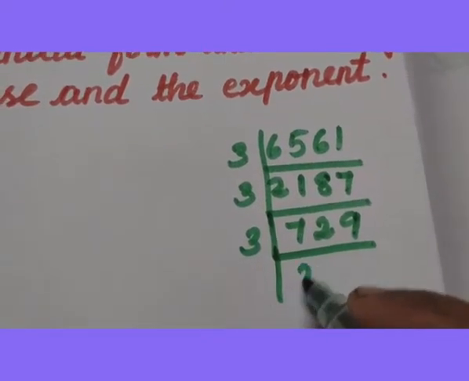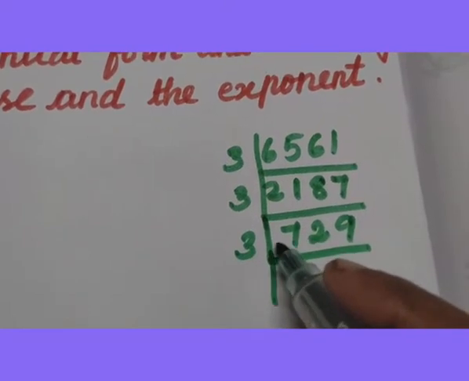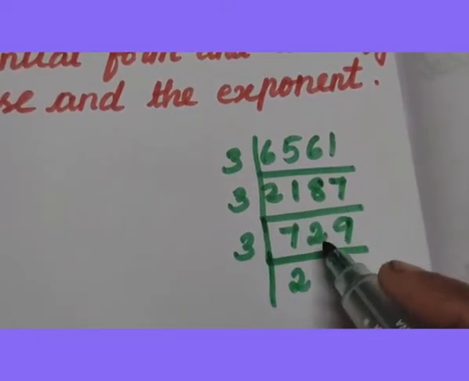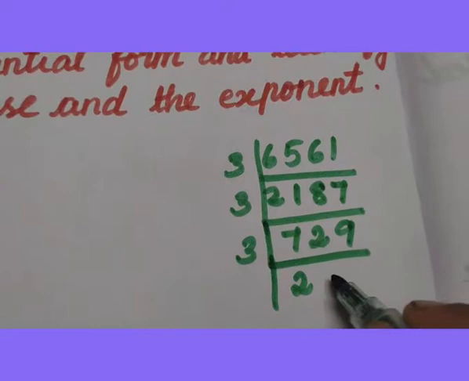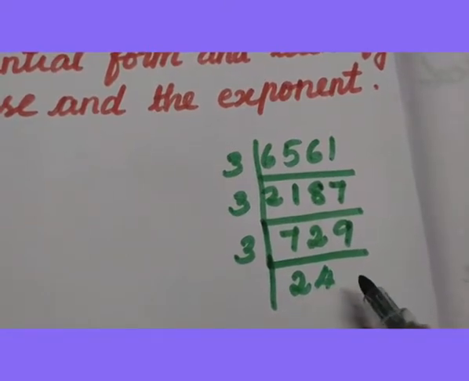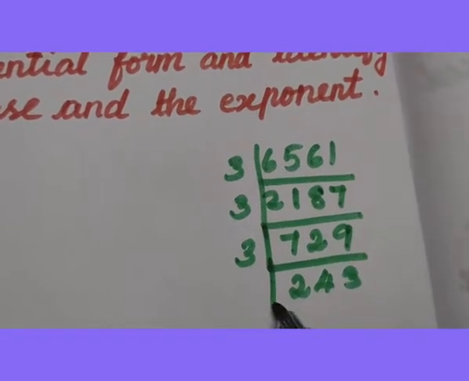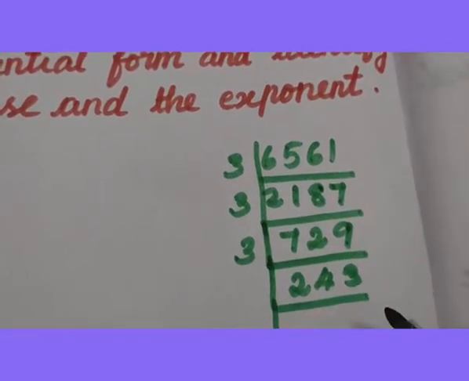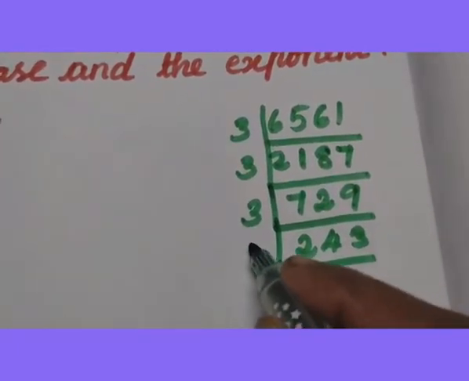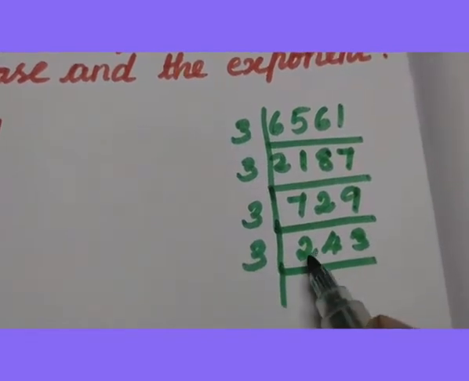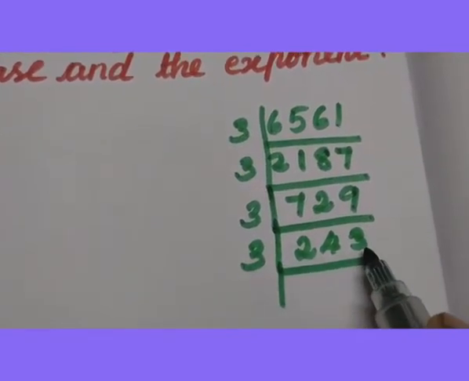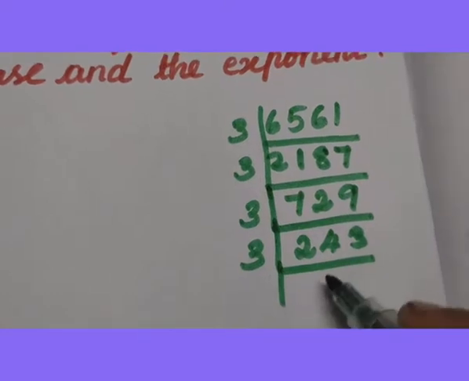Okay. 3 2s are 6. 7 minus 6, 1. That 1 and 2 becomes 12. Okay, 4 3s are 12. Next 9. 3 3s are 9. Okay. Again it's an odd number, so it's divisible by 3. Okay, 2 plus 4, 6, 6 plus 3, 9. So it's divisible by 3, is it not?